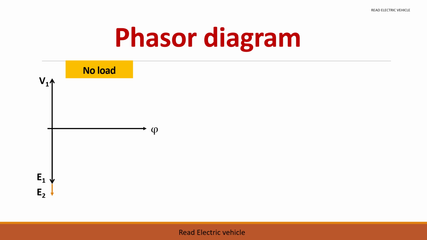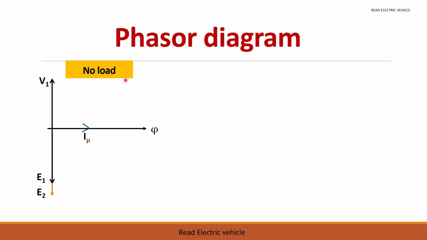Let us see the phasor diagram under no load condition first. First, this is the supply voltage, and the magnetizing current will be lagging by 90 degrees. This current and flux are in phase with each other. Then voltage V1 and E1 will be in antiphase with each other. And the magnitude of E2 can be here or here depending upon whether it is a step up or step down transformer, but E1 and E2 will be in phase with each other. So this is under no load condition.